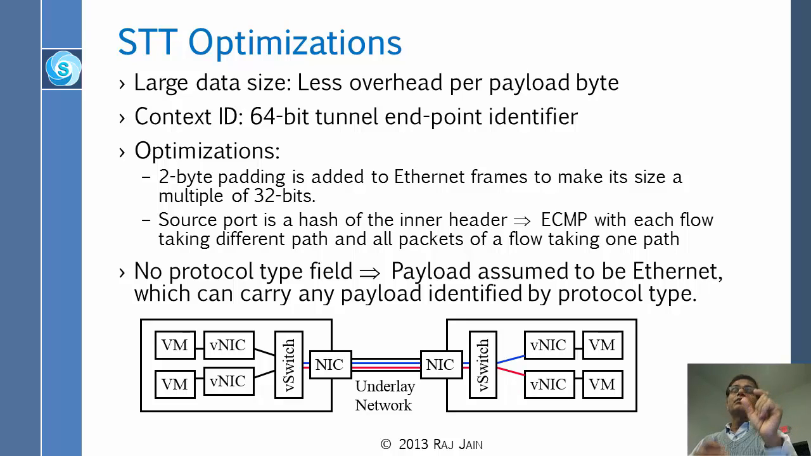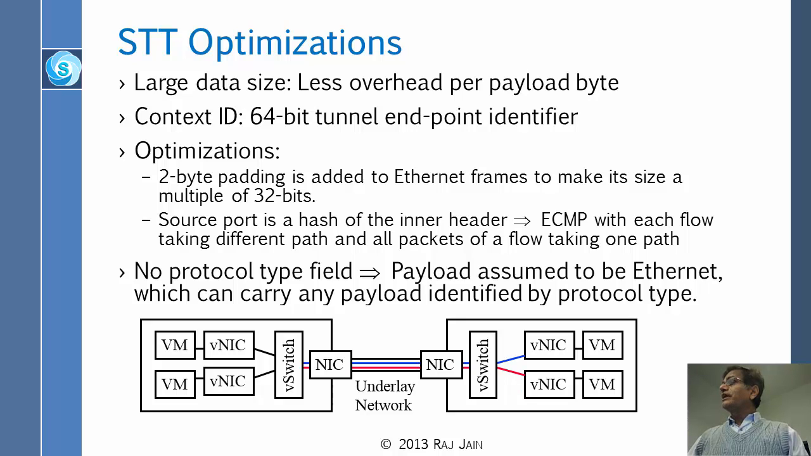And just by looking at the port number, you can say port number 5 goes this way, port number 6 goes that way. So you can have equal cost multipath without making anything out of order. Everything will be in order because all the packets of that particular flow are going in one path. So this allows ECMP, with each flow taking a different path and all packets of a flow taking one path.